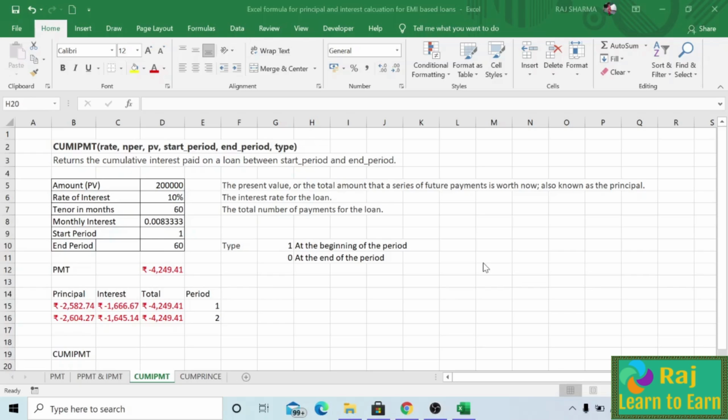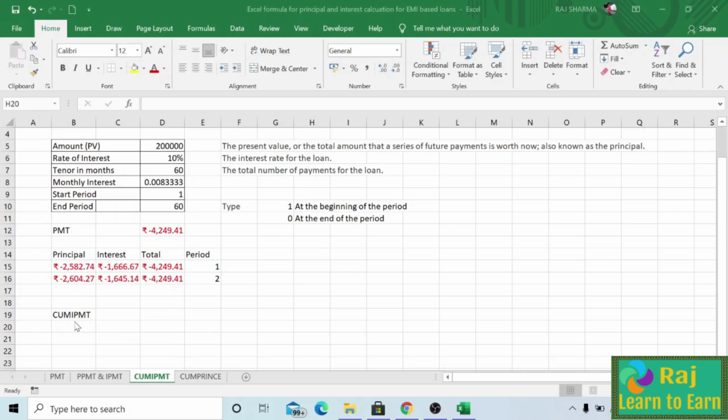So I request you to have a look at those formulas and then come to this video for working out the cumulative interest payment formula. This formula is used to work out the cumulative interest on a loan between a given period during that loan tenor. So we can work out the interest payment from, let us say, 5th month to 10th month, or 4th month to 6th month, or 4th month to 59th month, like that by using this formula.